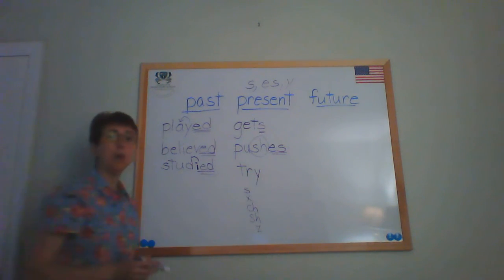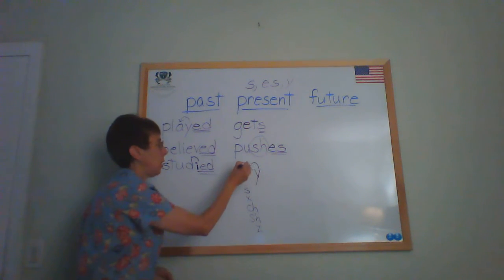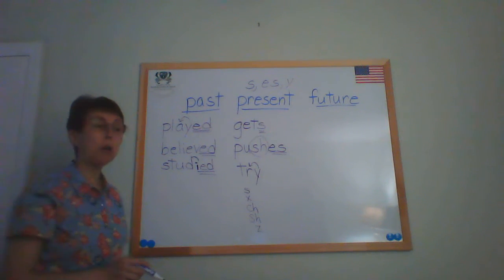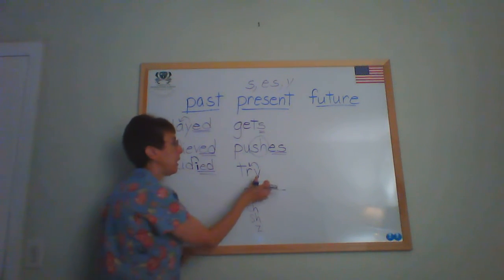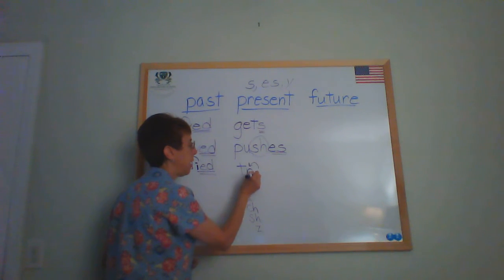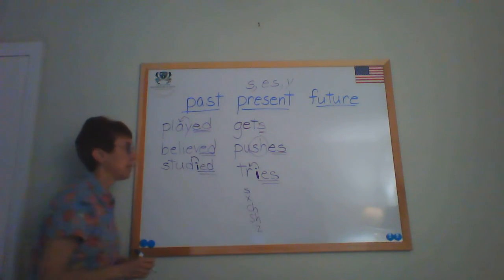What do we need to do? And once again, we have a verb ending in Y. We need to look at the letter before the Y. The letter before the Y is not a vowel, it is a consonant. What do we need to do? We need to change Y to an I, okay, and then add that ES, tries.